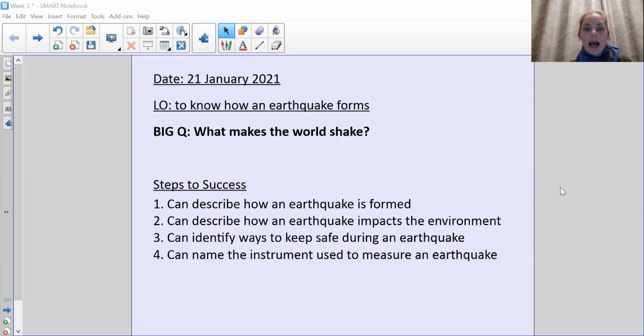And this is just about what we're going to be looking at as our steps to success. So can we describe how an earthquake is formed? Can we describe how an earthquake impacts the environment? Can we identify ways to keep safe during an earthquake? And can we name the instrument used to measure an earthquake? Okay, so those are some of the questions you need to have in your mind when we're going through the slides, so that you know that you have successfully understood this lesson.